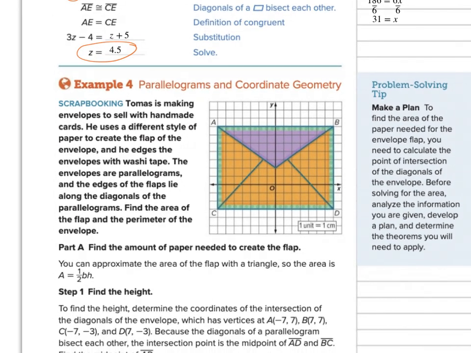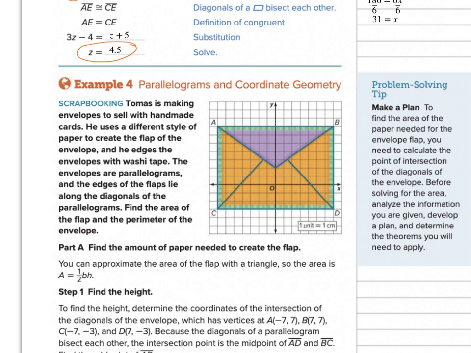Parallelograms in the coordinate geometry. Okay, there's a lot of words and a lot of effort going into this problem. Thomas is making envelopes to sell with homemade cards. He uses a different style of paper to create the flap of the envelope, and he edges the envelopes with washi tape. The envelopes are parallelograms, and the edges of the flaps lie along the diagonals of the parallelograms. Find the area of the flap and the perimeter of the envelope.